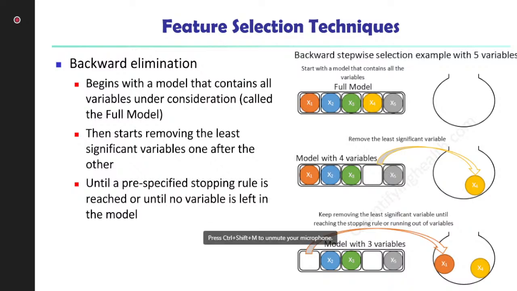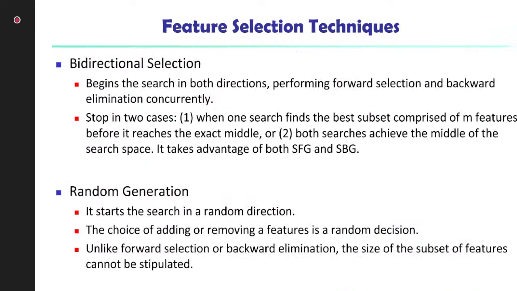Okay, so these two things people generally use. Then bidirectional and random generator is fine. Bidirectional says we start one cycle of forward selection and one cycle of backward elimination. It begins search in both directions, forward selection and backward elimination, and stops when one search finds the best subset, or when the searches reach the middle, right? When we remain with, let's say, 5 features in both directions, we stop at that criteria.